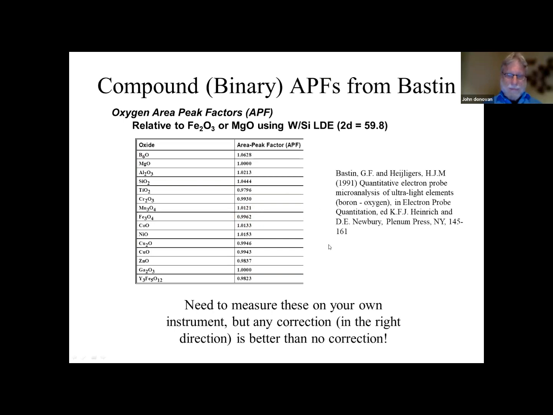And let's see. Yeah, so you need to measure these on your own instrument, because you might not get the same d-spacing. It depends on the age of the multilayer. You'll notice in some of the work I'm going to show you that, for instance, Bastin came up with an SiO2 area peak factor of 1.04. I get about 1.07. So I've got a somewhat larger area peak factor. Why is that? Well, I think it's because he did this work in the 90s and the multilayer technology wasn't as good.